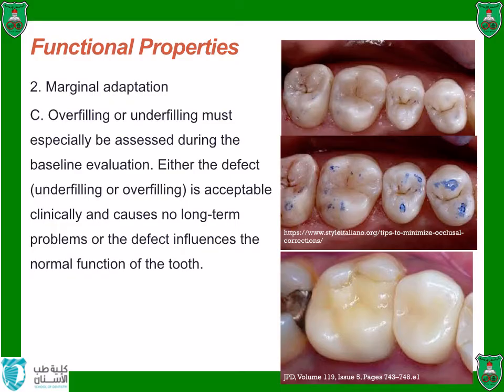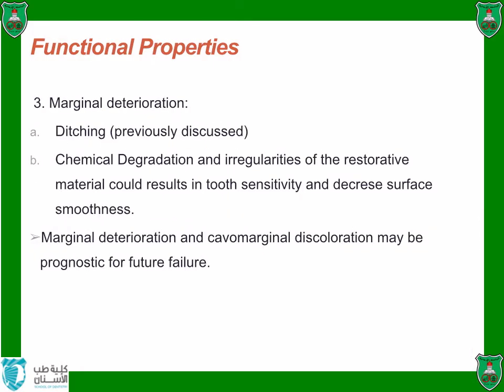So try your best to make sure that your restoration is not overfilled or underfilled at the time of placement. Now let's speak about another functional property, marginal deterioration. We spoke about ditching previously. It's the fracture of enamel or restoration due to different reasons, as we said before. However, there is something else called chemical degradation that leads to marginal deterioration.